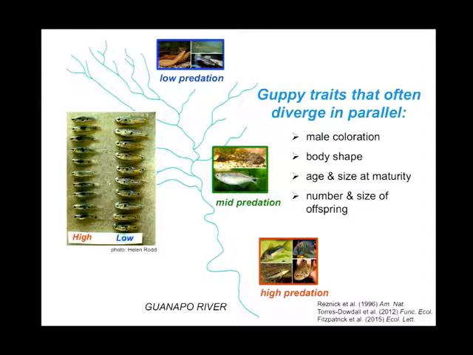So guppies from a low predation site have evolved larger bodies and more color compared to their downstream counterparts in these high predation environments, that are sort of torpedo-shaped, built for speed. They've evolved reduced color. And this is true for a suite of different life history and morphological traits in many of these drainages throughout the island.